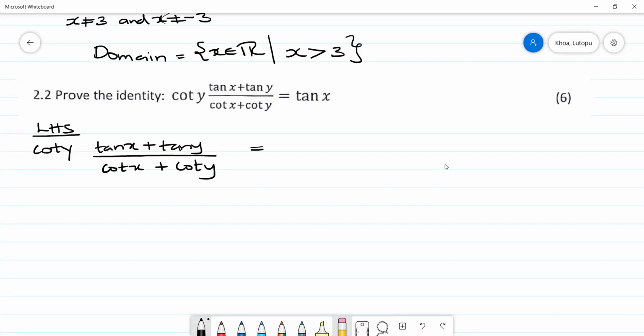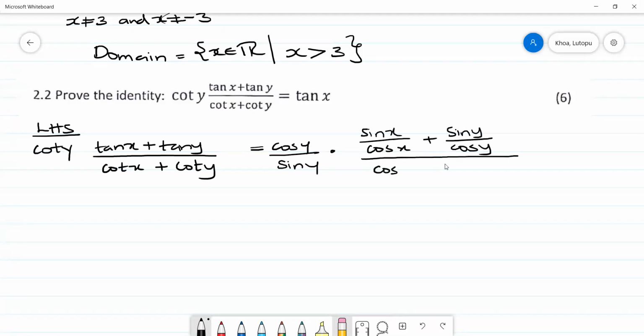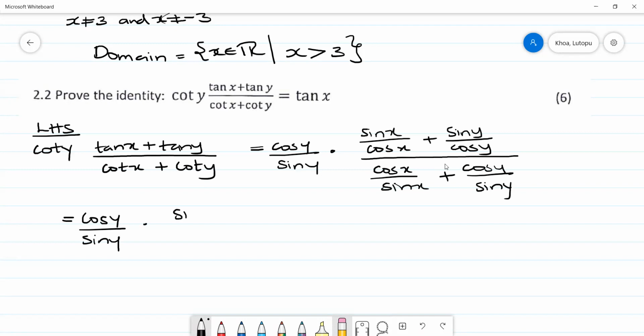So this you can write as cos y over sine y multiplied by sine x over cos x plus sine y over cos y. And this is over cos x over sine x plus cos y over sine y. Okay, then simplify or add these two fractions. We write it over here. So we still have the cos y over sine y. And then here we'll have sine x cos y plus sine y cos x over cos x cos y.